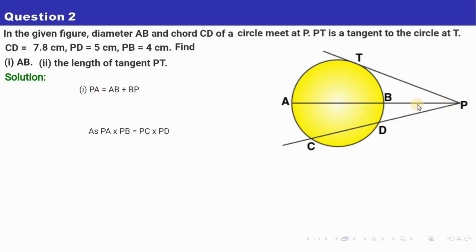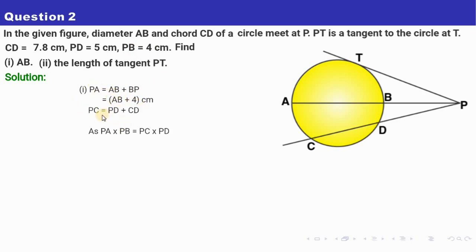We know that PA, this whole distance, can be written as BP plus AB. Now we don't know AB, that's what we need to find, but we know BP or PB, which is given as 4. So this can be written as AB plus 4, and this is the value of my PA.